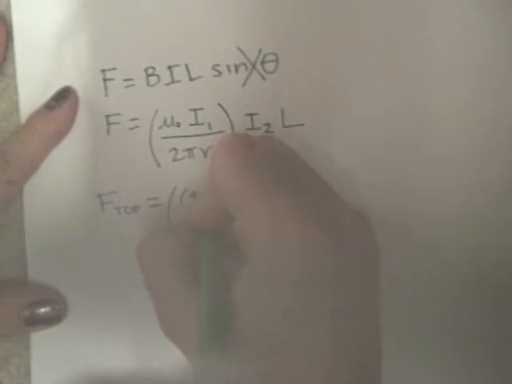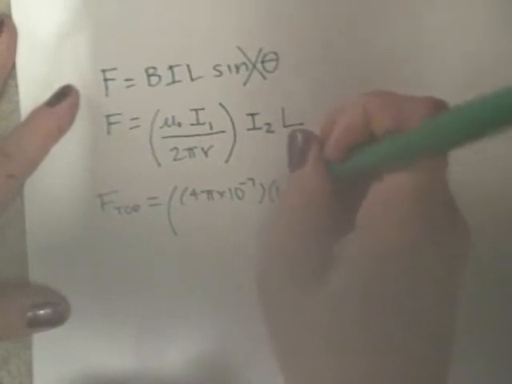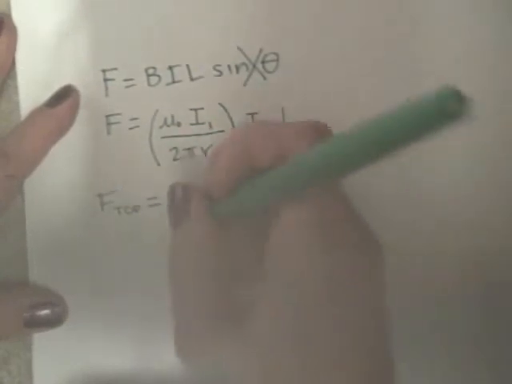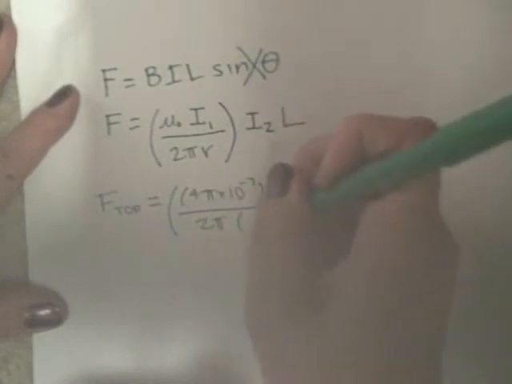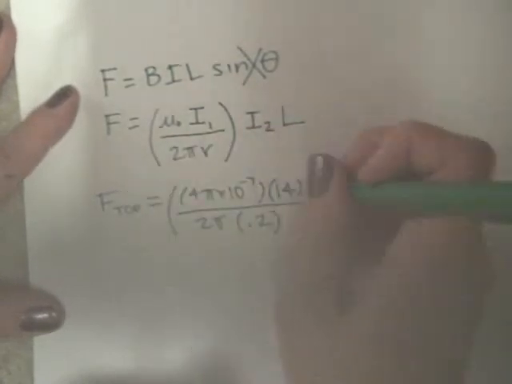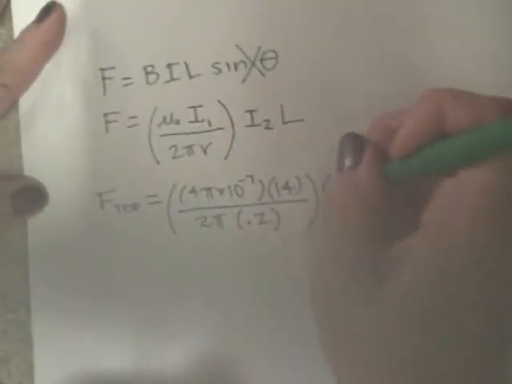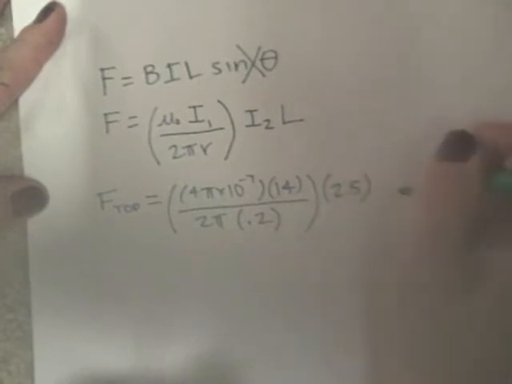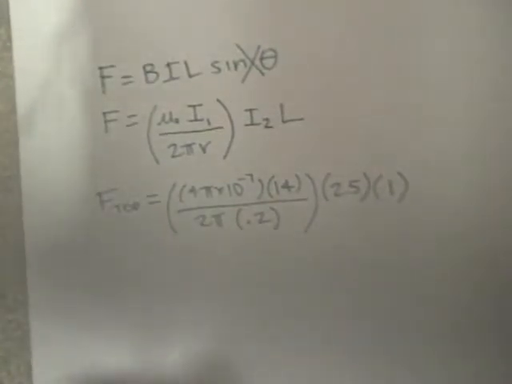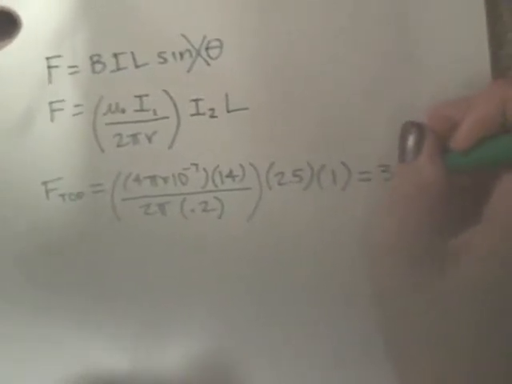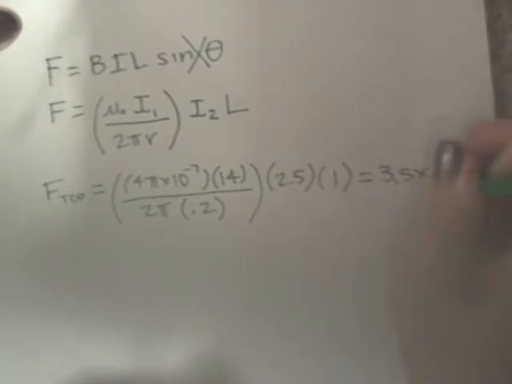So first, if I want to find the force on the top part of the loop, what I'm going to get is mu, so 4 pi times 10 to the negative 7th, times I1, which is 14 amps, that's what's setting up the magnetic field, divided by 2 pi times the distance away, which is 0.2 from the lone wire to the top part of the loop, and then multiply that by I2, which is 2.5 amps, that's how much current's going through the top part of the loop, times the length, or the side of the square, which is 1 meter. And if you multiply all that out, you get a total force of 3.5 times 10 to the negative 5th, and I'm going to say that direction is up.